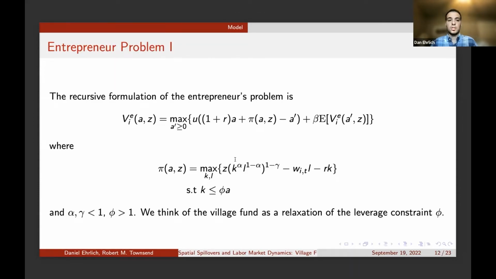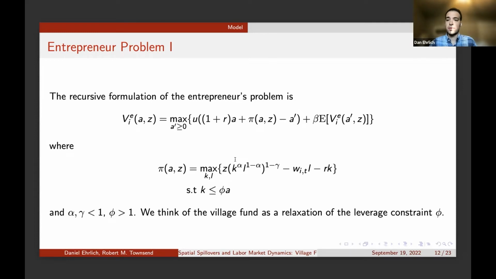We can now think about the entrepreneur problem. And again, we're going to start with this recursive formulation. It's going to be quite similar to the recursive formulation of the worker, except with two key differences. The first is that entrepreneurs can't migrate between villages.